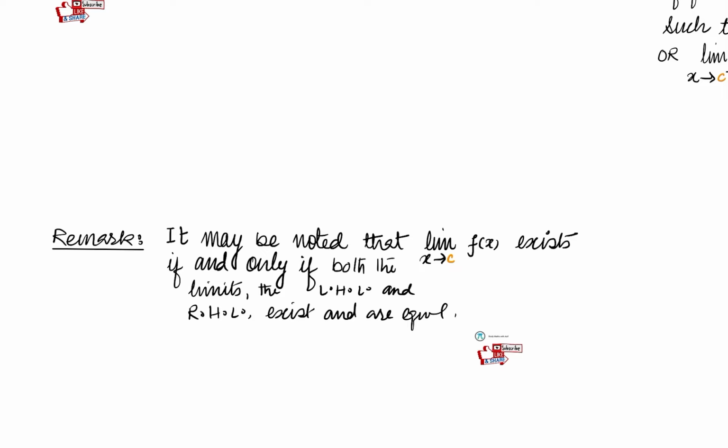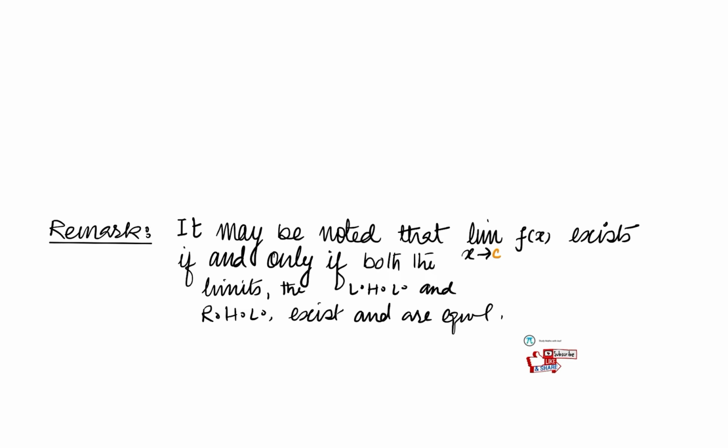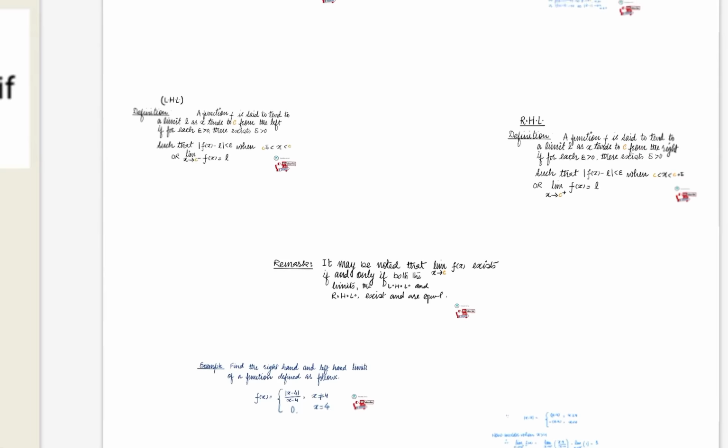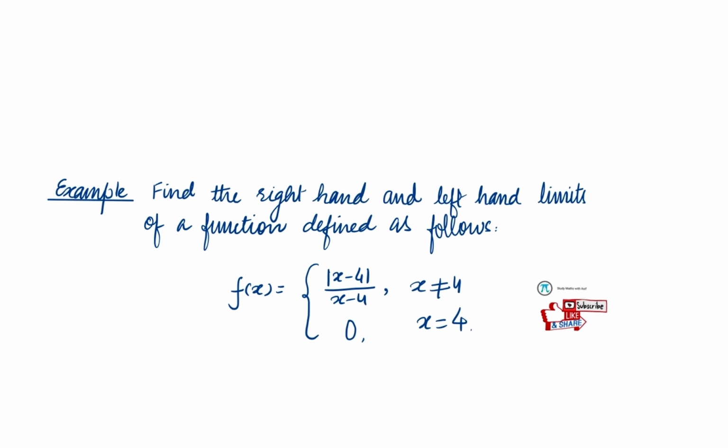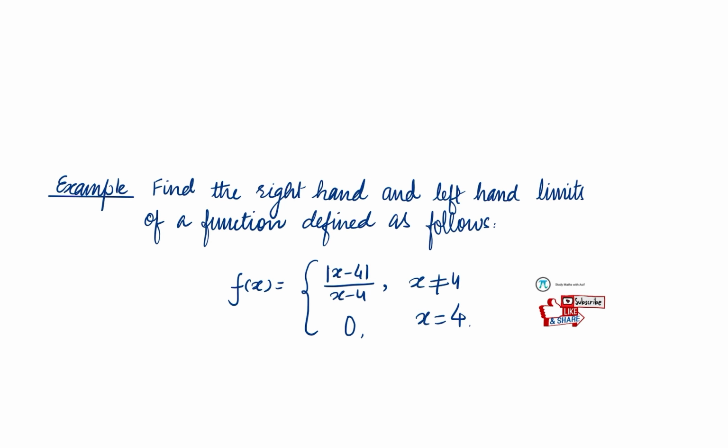Now in order to better understand this idea, let's talk about some examples so that we can appreciate how to deal with left hand limit and right hand limit. So I am taking this typical example, f(x) equals mod of (x minus 4) upon (x minus 4) when x is not equal to 4, and when x is equal to 4 the value of the function is 0.